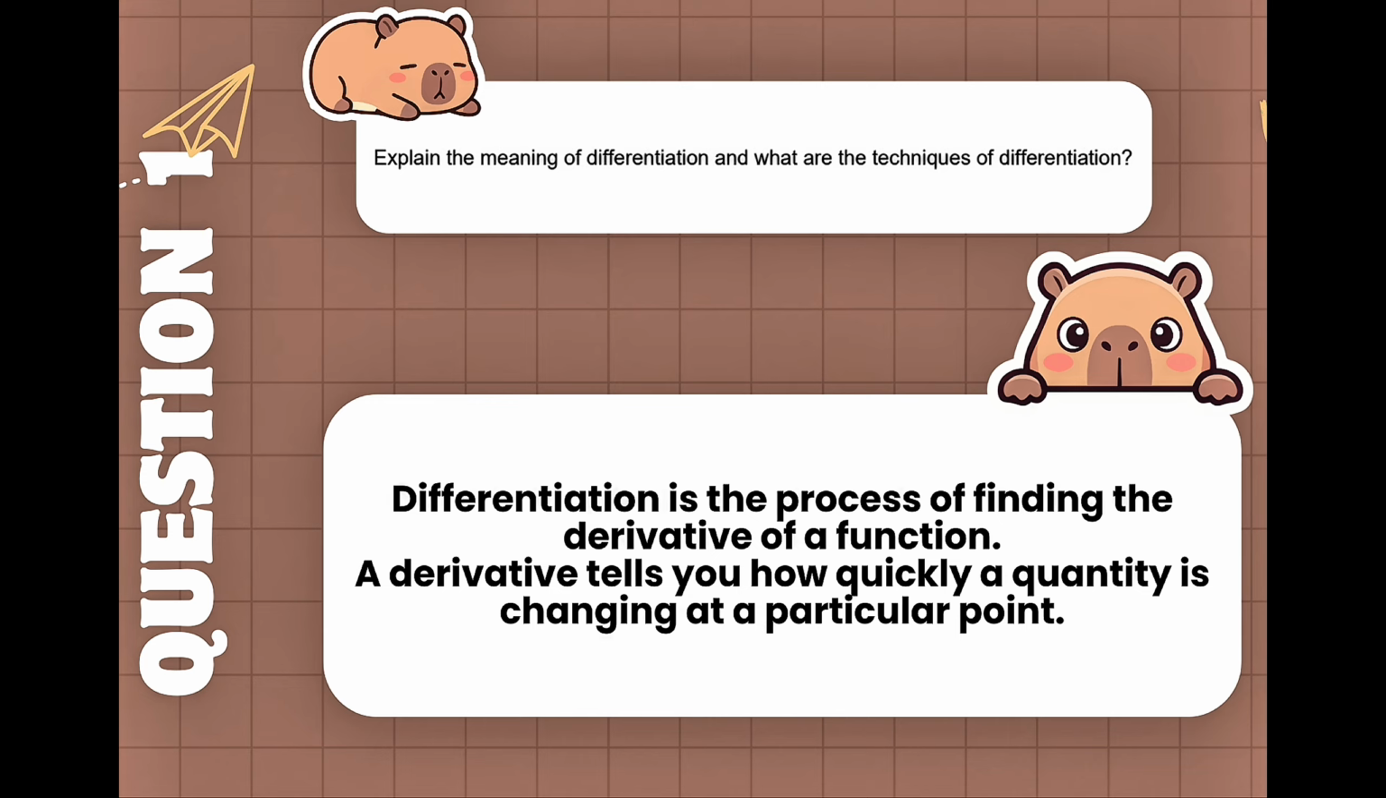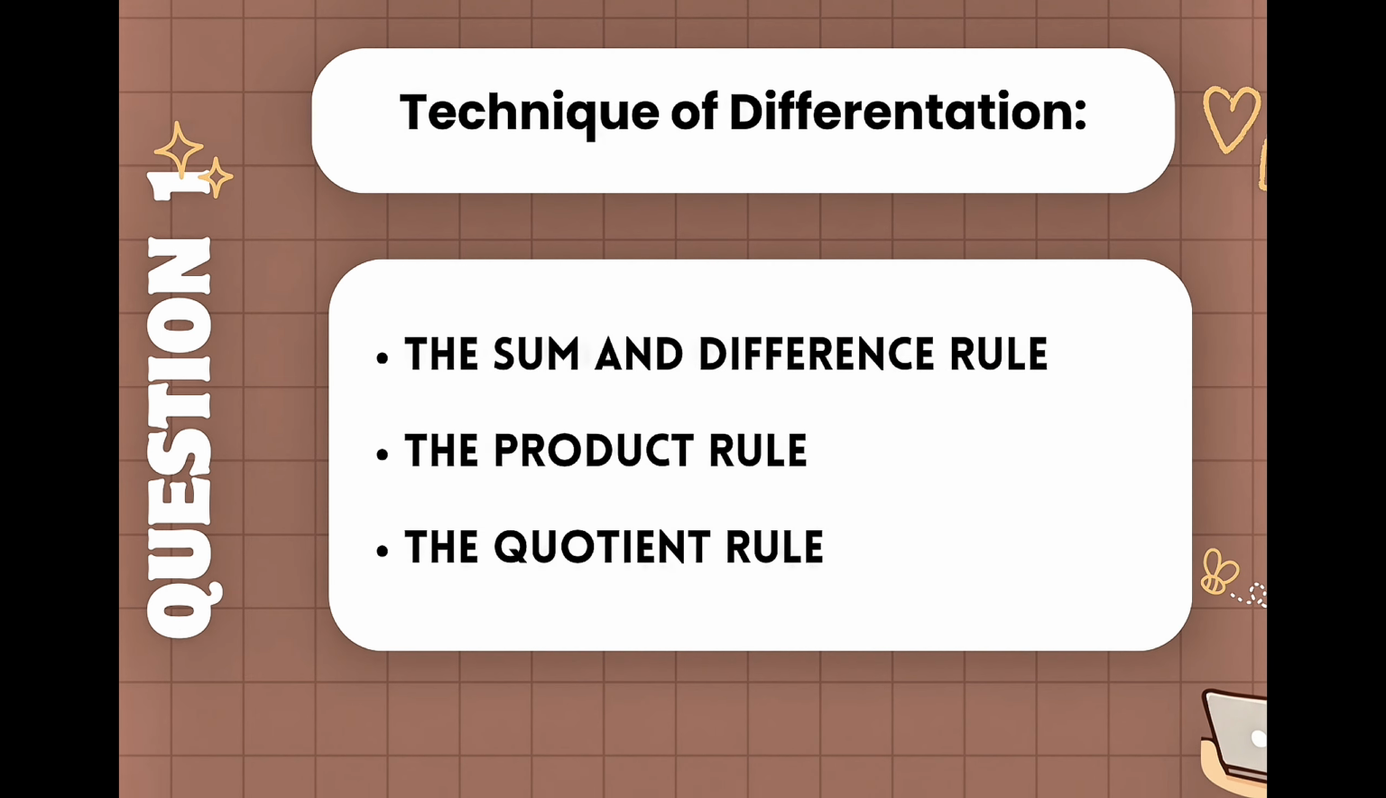Differentiation is the process of finding the derivative of a function. A derivative tells you how quickly a quantity is changing at a particular point. The techniques of differentiation are the sum and difference rule, the product rule, and the quotient rule.